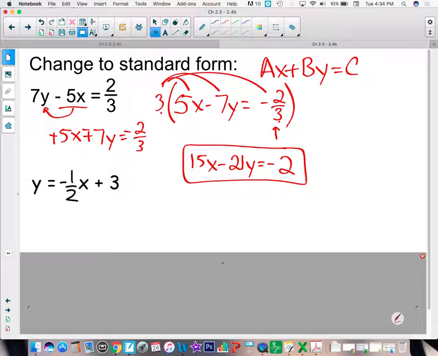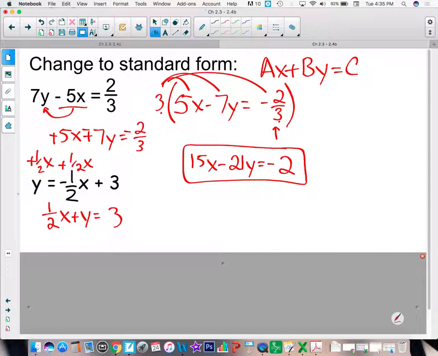Go ahead and pause the video and try to do the next example. Okay, so looking at the next example, we have to have the x and y on the same side. All right, so I'm going to move that 1/2 x over. So we should have 1/2 x plus y equals 3.